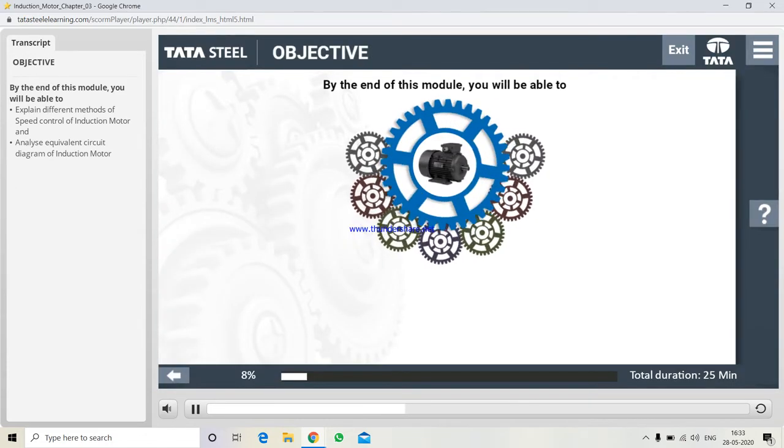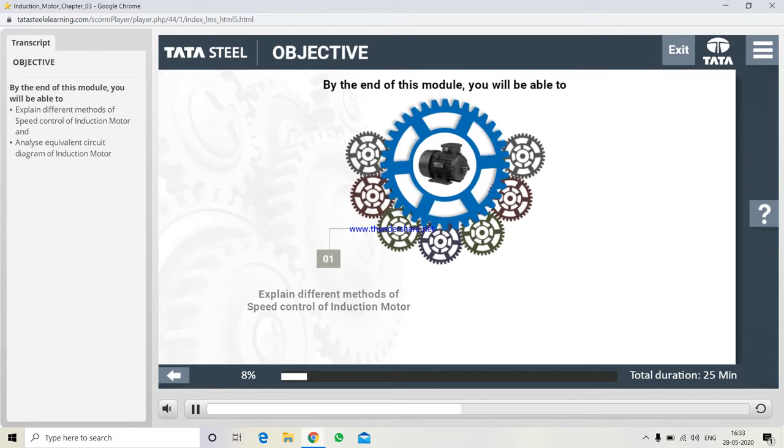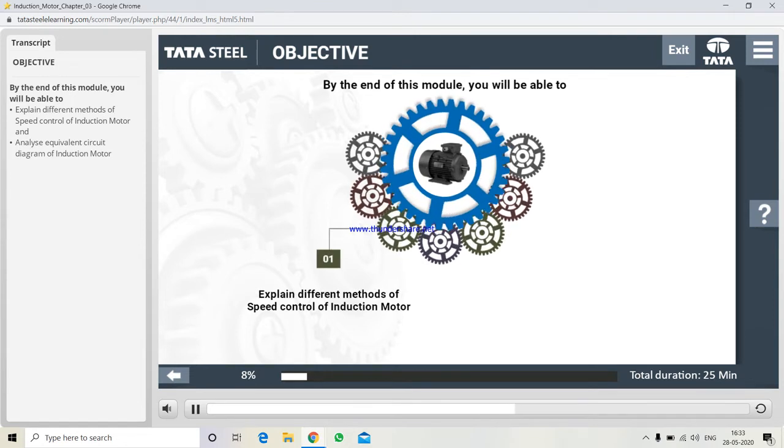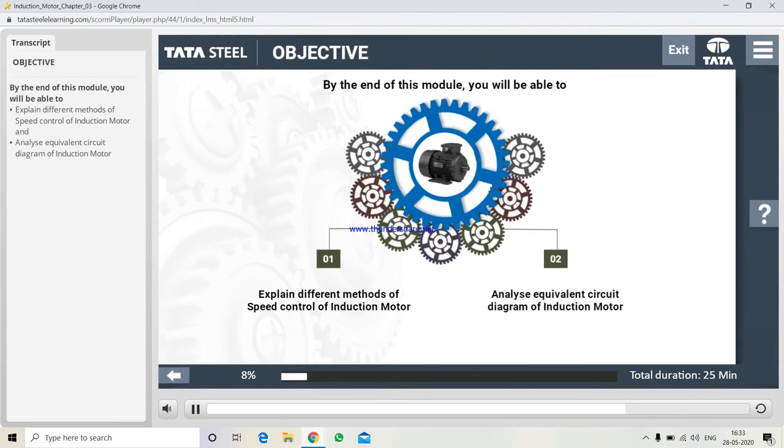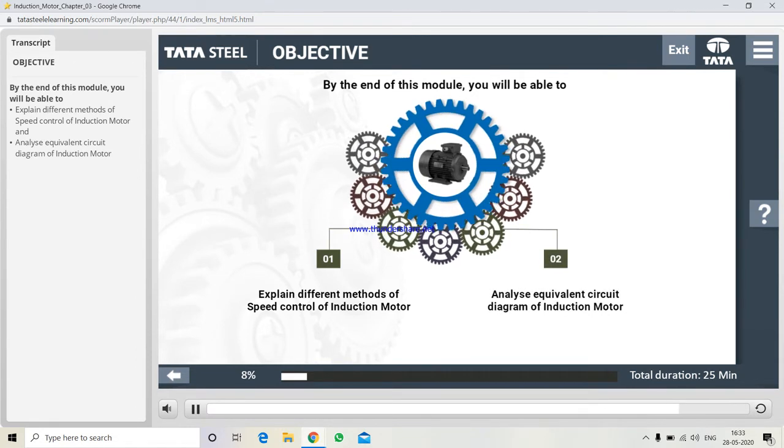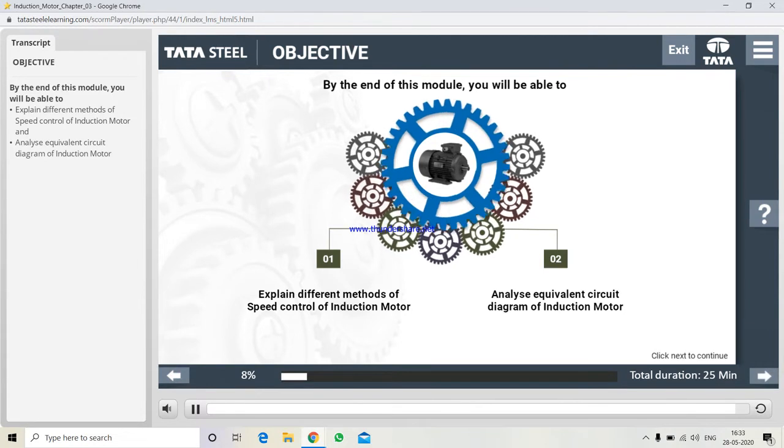By the end of this module, you will be able to explain different methods of speed control of induction motor and analyze equivalent circuit diagram of induction motor. Click Next to continue.